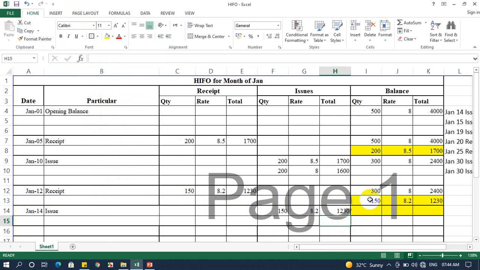Now from the second one, 200 we have sold, 150 is at 8.2, and we'll sell 50 units from above. So 50 with the rate of 8, it will become 400. So how much is left? 250 with the rate of 8, it becomes 2000, right?